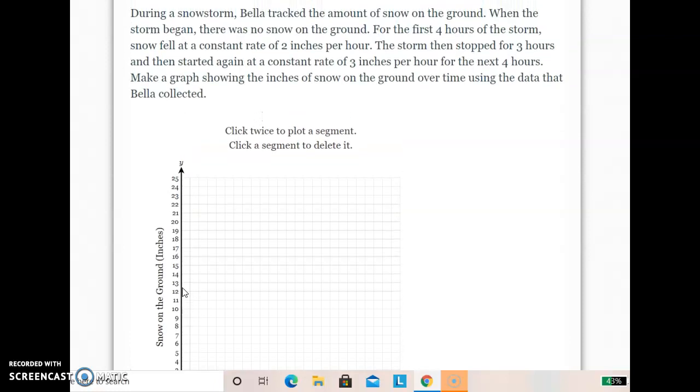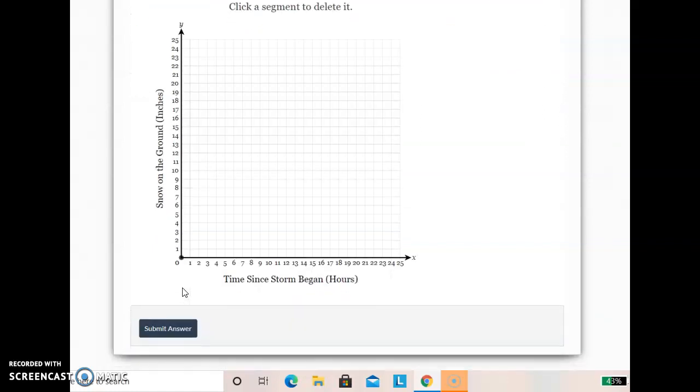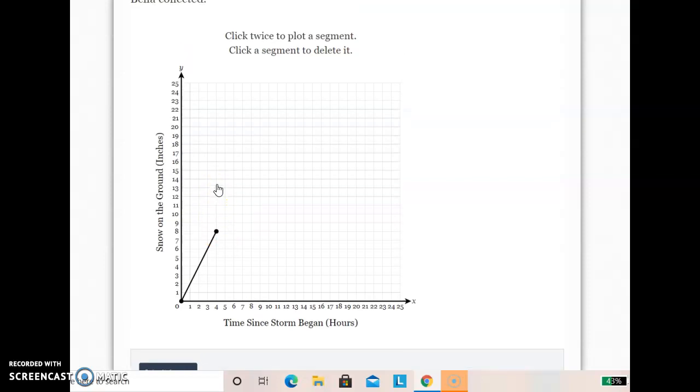That is our beginning. For the first 4 hours, snow fell at a constant rate of 2 inches per hour. So that means every hour I went up 2 inches. So I'm going to go up 2 inches, that's 1 hour. Up 2 inches again, I'm at 4 for 2 hours. Up 2 inches again, I'm at 6 for 3 hours. Up 2 inches again, 8 for 4 hours. And then I'll end it and click and have that final piece. I don't want to have segments all the way through. So that's just my one big segment, what happened that first round.